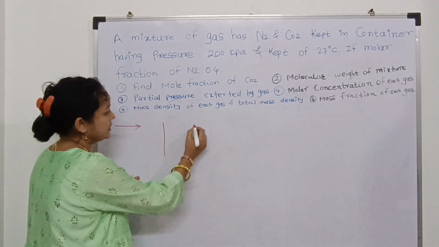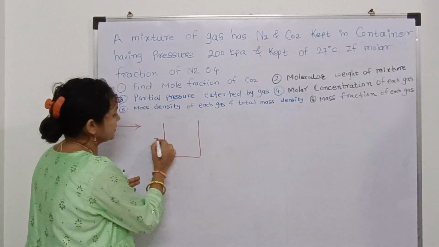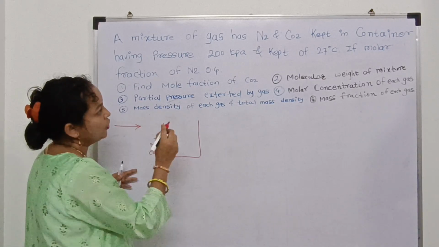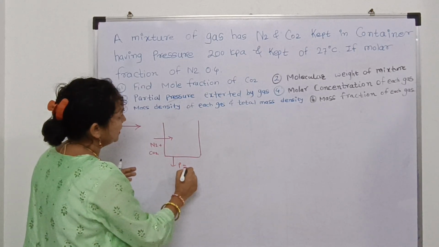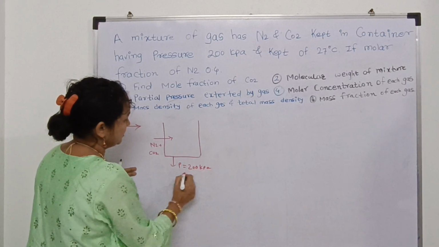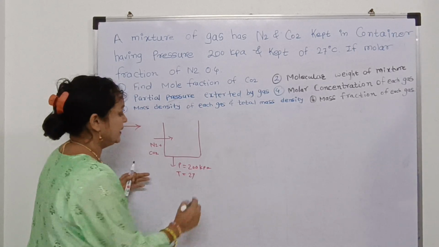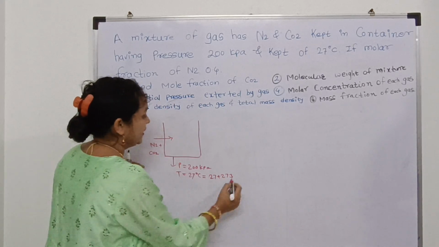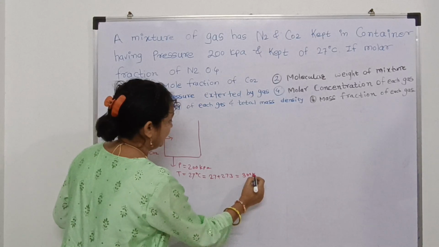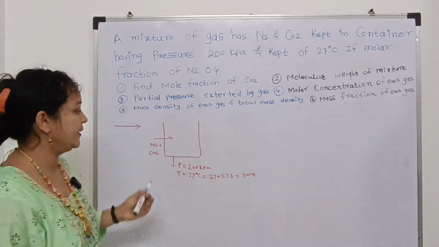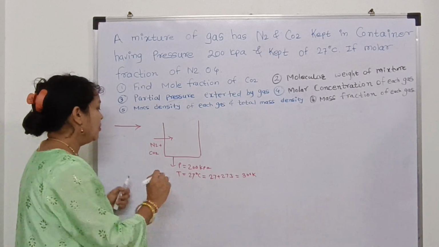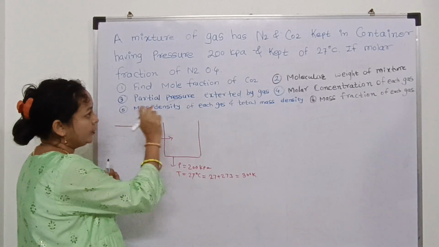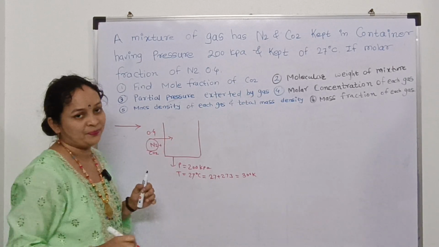Now consider one container in which there is a mixture of N2 plus CO2, which is operated at a pressure of 200 kPa, that is kilopascal, and a temperature of 27 degrees centigrade, to which you are supposed to add 273, right? So it becomes 300 Kelvin. This is with respect to the standard unit that you are supposed to use. Now the next factor they have given is the N2 molar fraction, 0.4, right?